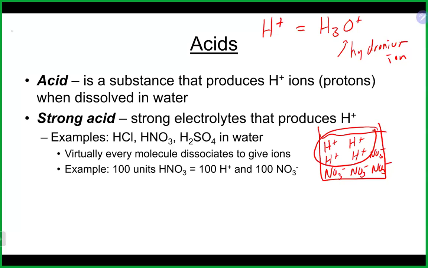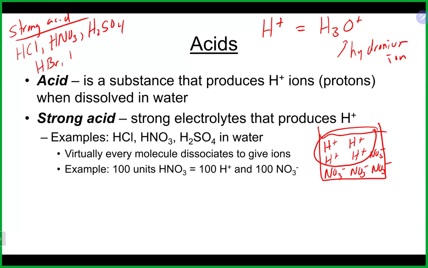A list of some strong acids, which I might have put up before, but there's pretty much 6 strong acids: HCl, hydrochloric acid, nitric acid, sulfuric acid, hydrobromic acid, hydroiodic acid, and actually perchloric acid. That list of 6 is pretty much your strong acids. The reason it's good to know those 6 is because if it's not one of those 6, it's probably a weak acid. So it's a good way to know if it's a weak acid or not. If it's not one of those 6, pretty safe bet it's going to be a weak acid.